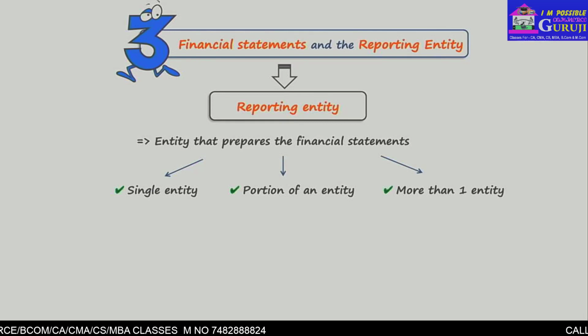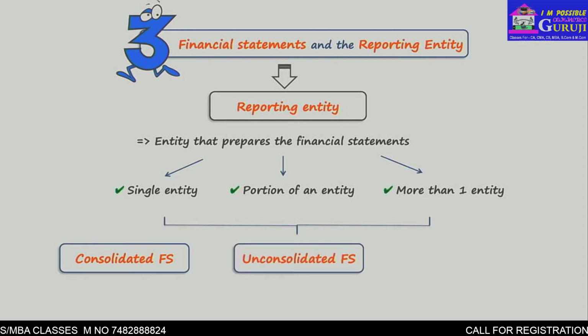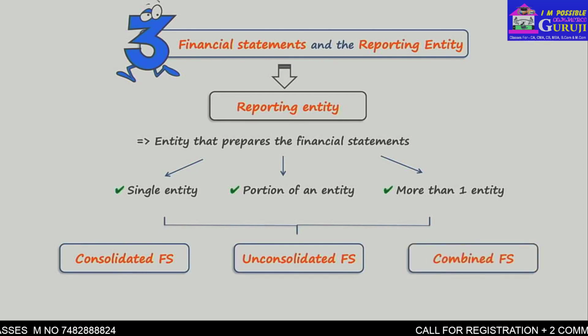As a result, we have a few types of financial statements: consolidated, where parent and subsidiary provide information as a single reporting entity; unconsolidated, where the parent alone provides the financial information; and even combined financial statements if a reporting entity comprises two or more entities not linked by a parent-subsidiary relationship.